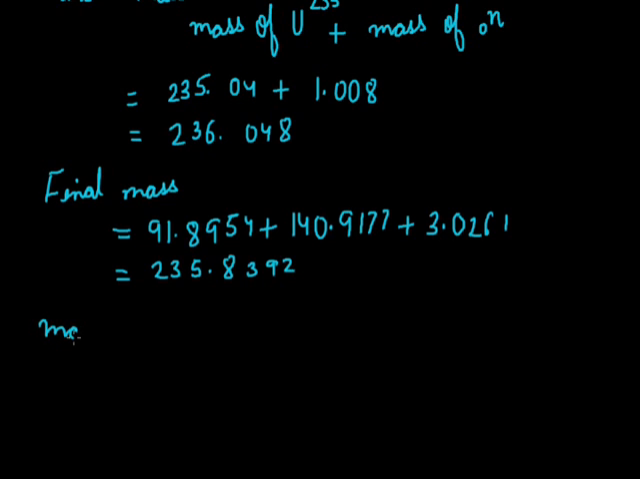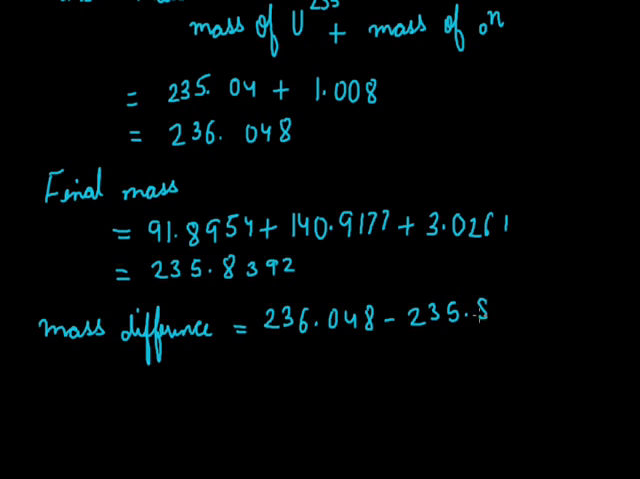Now we have to evaluate the mass difference. Mass difference will be equal to initial mass minus final mass. So 236.048 minus 235.8392 gives us 0.2088. So this is the mass difference.